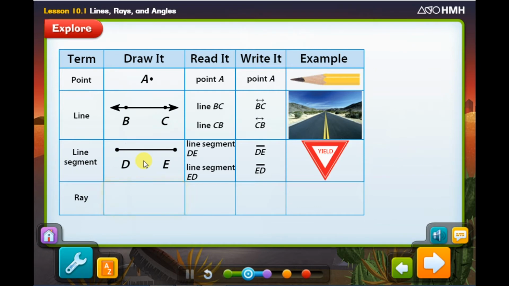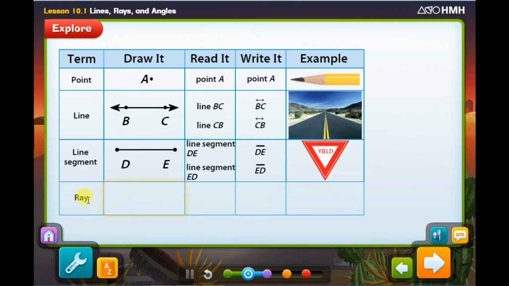Okay, so the line segment, let's review it again. It has two endpoints. It does not have arrows in both directions. No, it has endpoints. And you read it as line segment DE or vice versa, ED, the opposite. And you draw the symbol above the letters. So if you read a line segment, you put the symbol of the line segment above the letters. If you read a straight line, you put the symbol of the straight line above the letters. And it looks like each side of the yield sign.